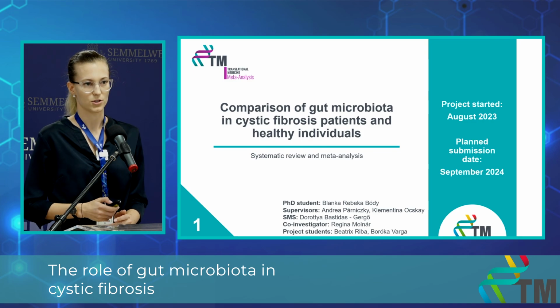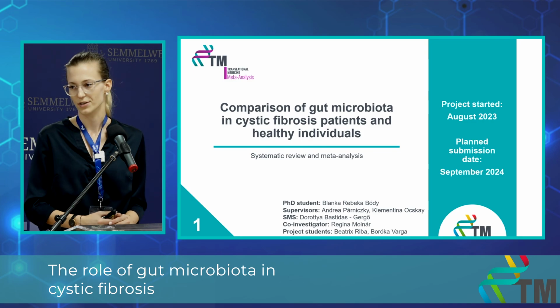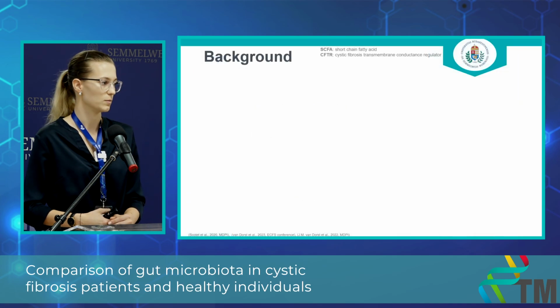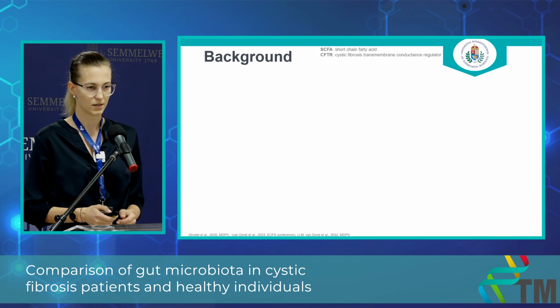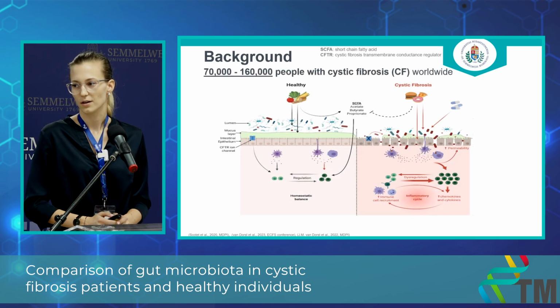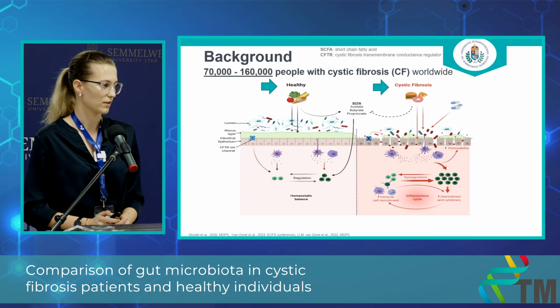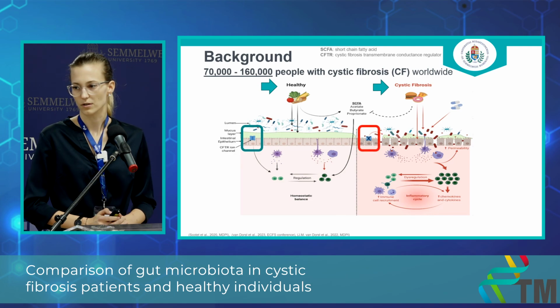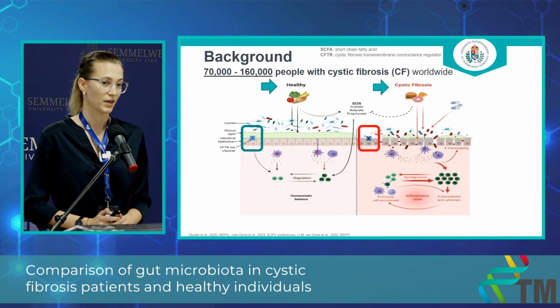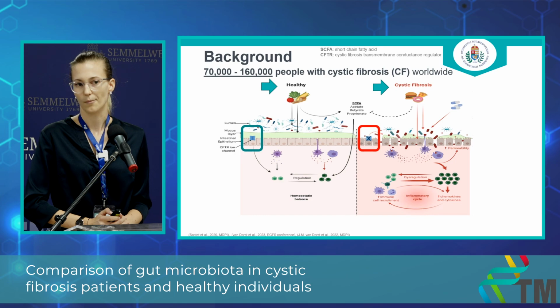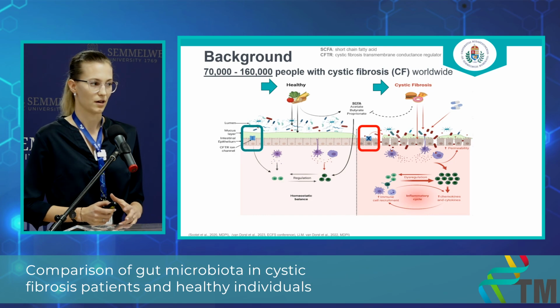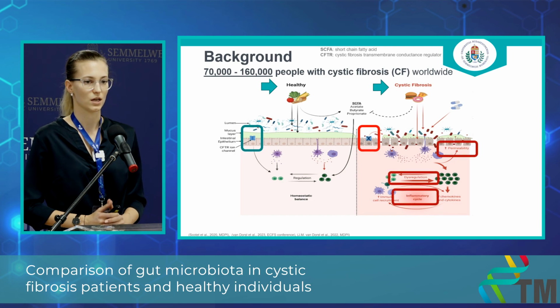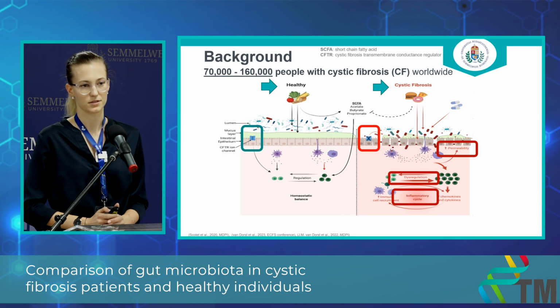So let's jump to the first project. Between 70,000 and 160,000 people are living with cystic fibrosis worldwide. Here you can see the gut wall of a healthy individual and a cystic fibrosis patient. While the CFTR channel works just fine in a healthy individual, it is dysfunctional in a CF patient, resulting in several gastrointestinal and systemic complications, including a continuous inflammatory cycle.